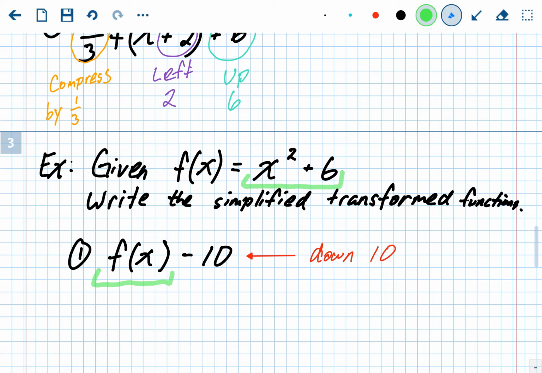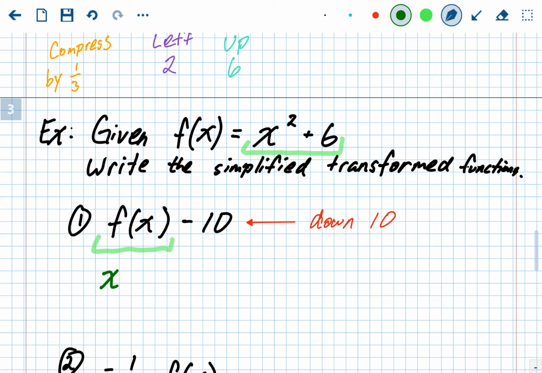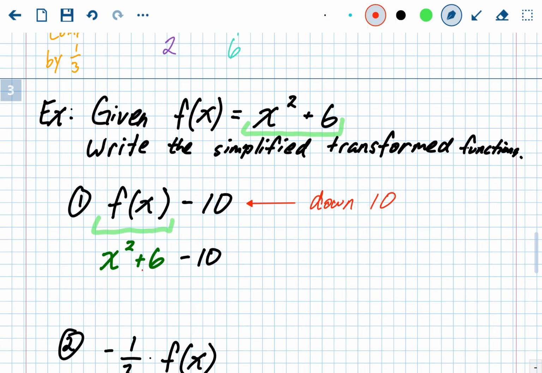Instead of writing f of x minus 10, we'll write x squared plus 6 minus 10. And then simplify that. All you have to do is combine like terms. 6 minus 10 is -4. So the transformed function is x squared minus 4. So what that means is if you took the graph of x squared plus 6 and you shifted it down 10 units, your new graph would be the graph of x squared minus 4. Okay, so that's what we're trying to find. We're trying to find the new transformed function.